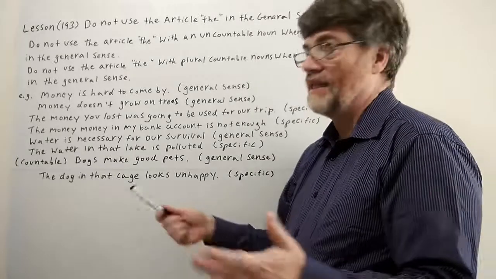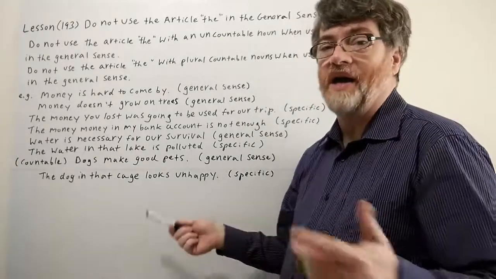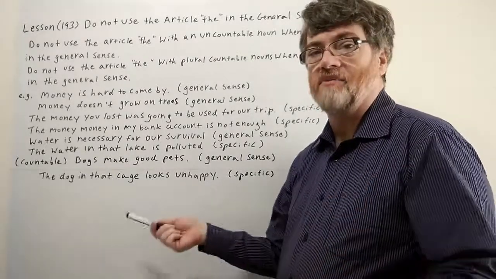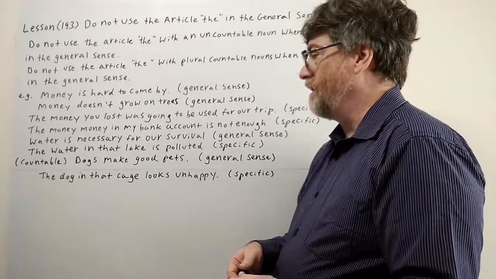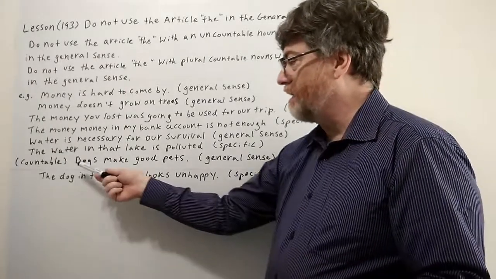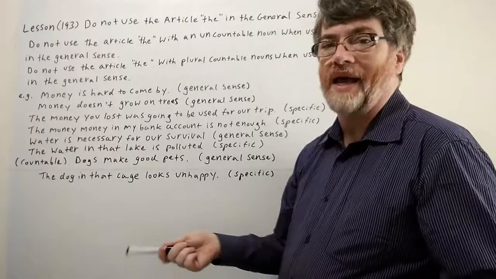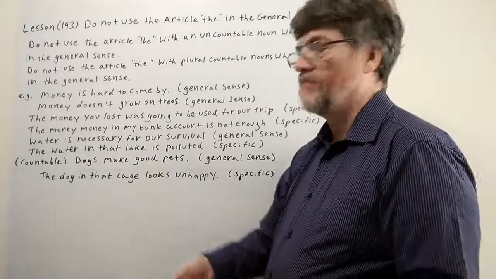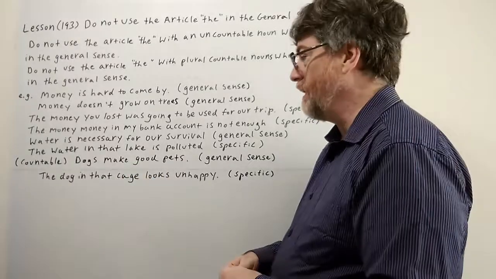All right, let's look at countable nouns. To be honest, there are actually a lot more countable nouns than uncountable nouns. So let's look at it. First one, dogs. A lot of animals are countable. Dogs are countable. We say 2 dogs, 3 dogs.